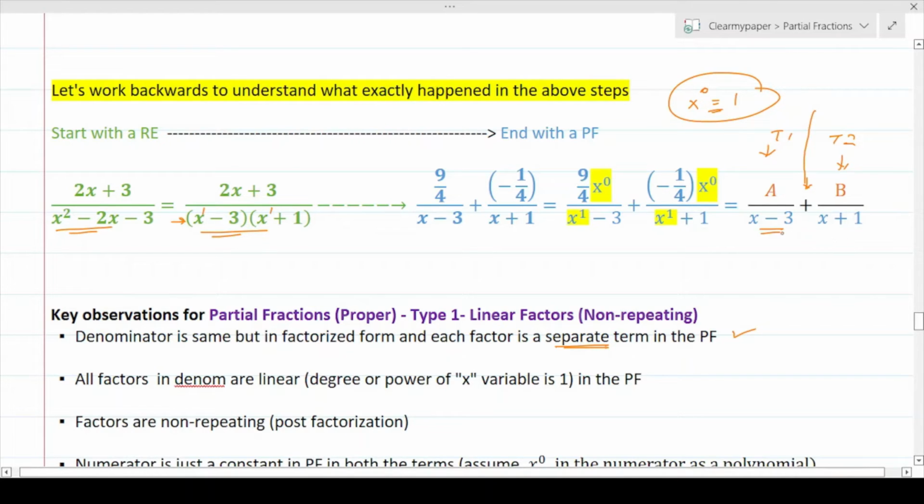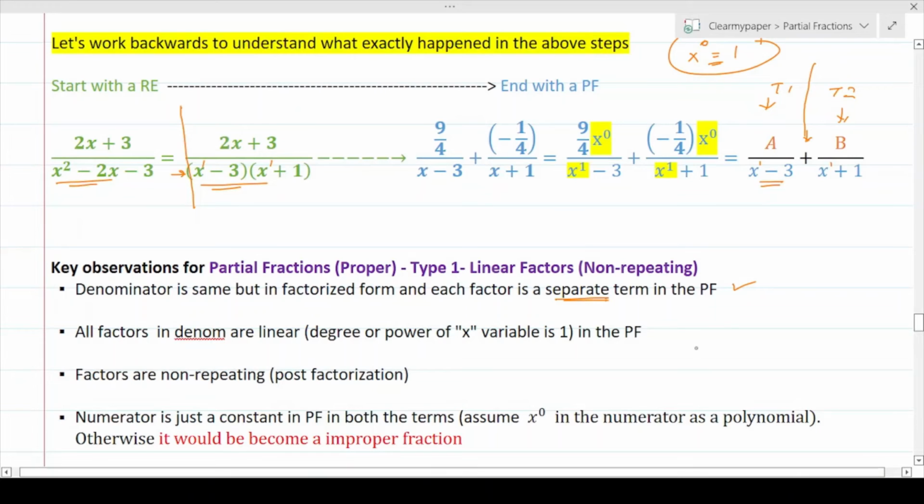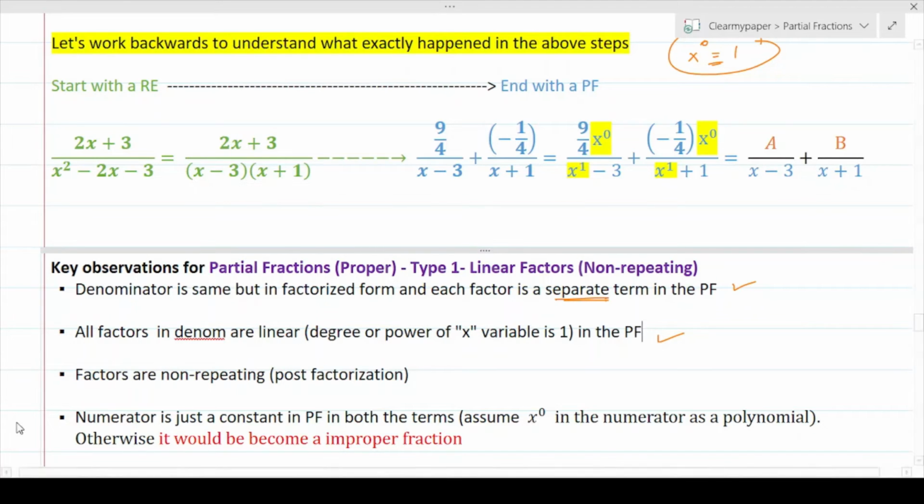And in the partial fraction also, since it's broken down, the degree is 1 here and the degree is 1 here. So all the factors, starting from this point after the factorization all the way through the partial fraction, are linear in nature, meaning the power of x is 1, or the degree of x is 1, for each of the terms. That's the second observation. Let me just clean this up so that we can do more doodling. Now let's see the next observation. The next observation is factors are non-repeating after the factorization.